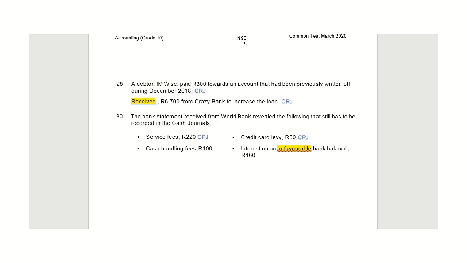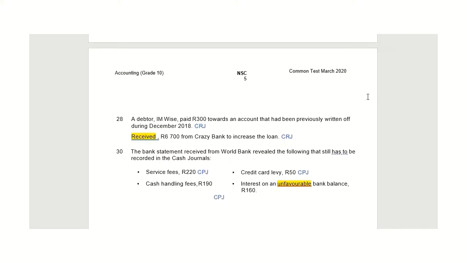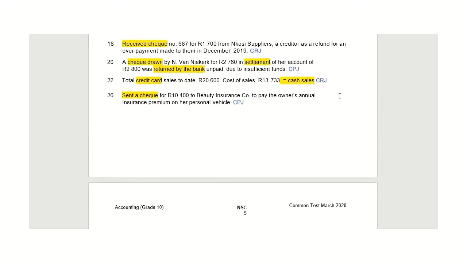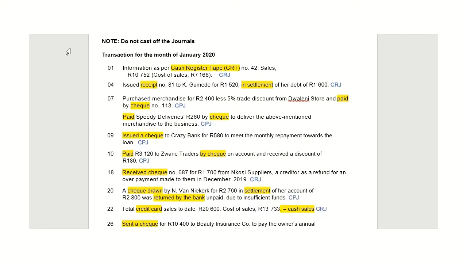Okay, let's see if it will go in there. Okay, so all of these transactions will be CPJ. So firstly, we go through the transactions. We can identify what journal to put them on. Now we can go to the actual journal and start putting it in.